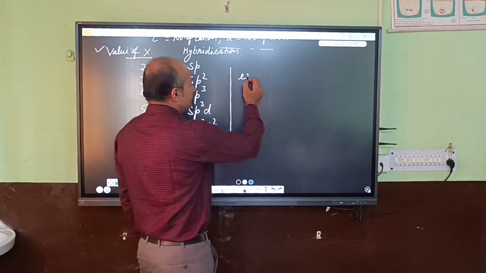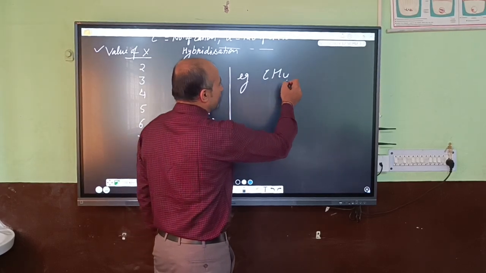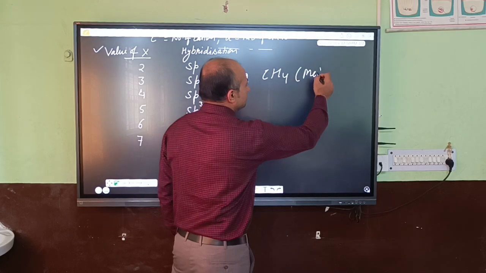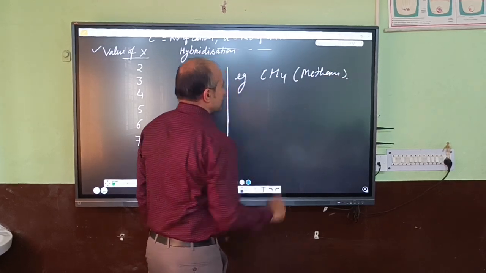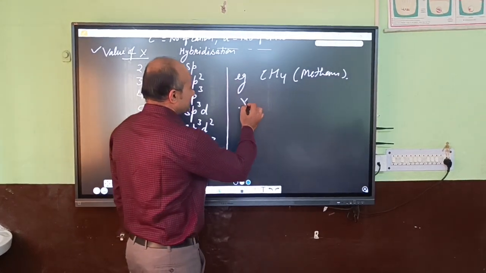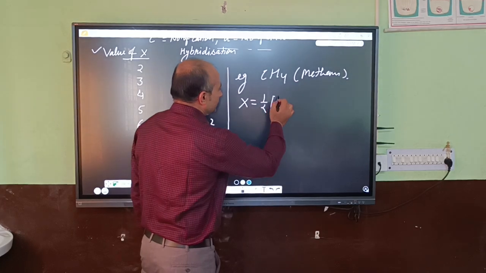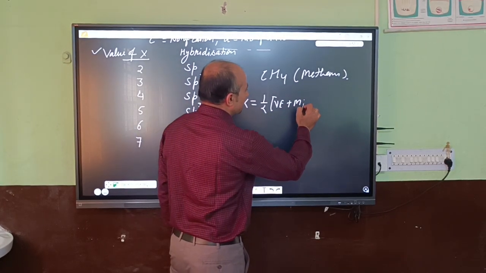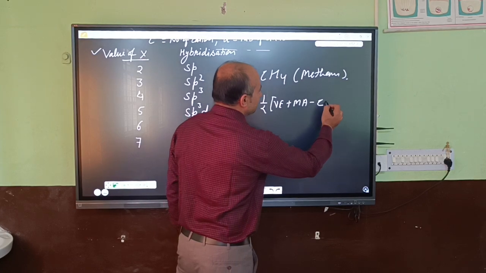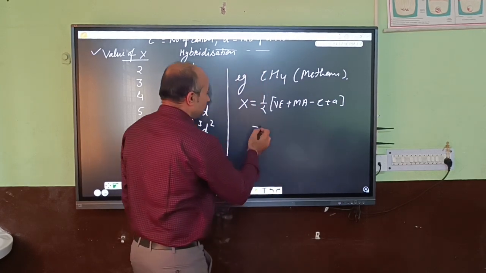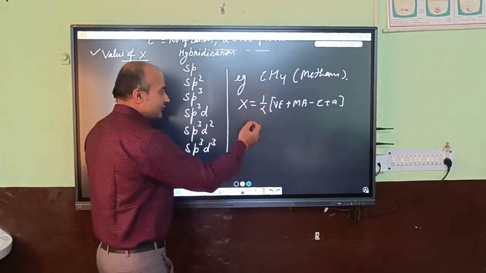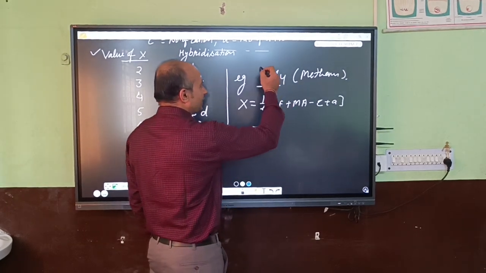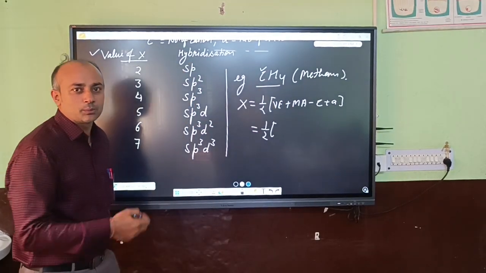Suppose the example is CH4, methane. X is equal to 1/2 (valence electron plus monovalent atom minus cation plus anion). Putting in the values for methane, first find the center atom. The center atom is carbon.